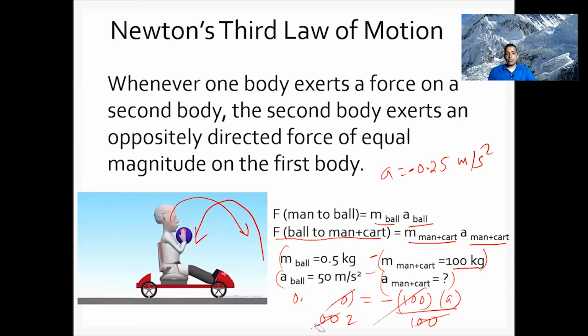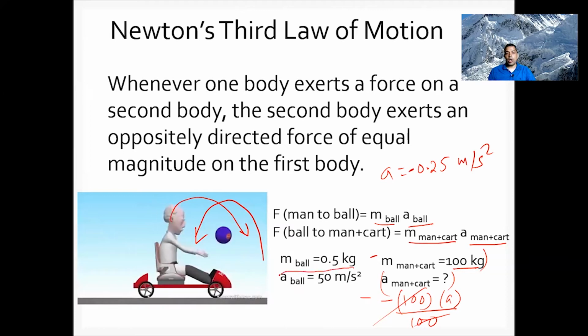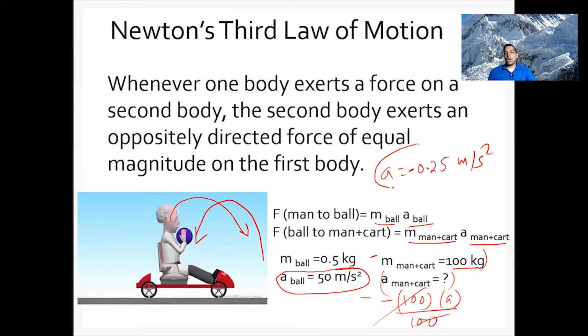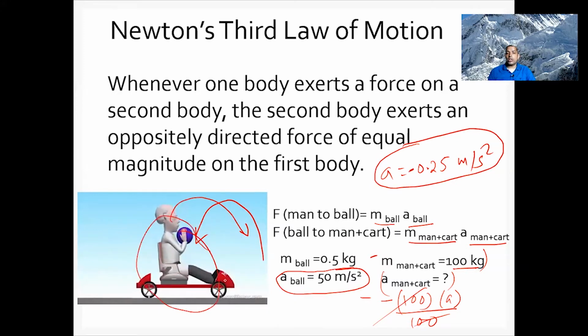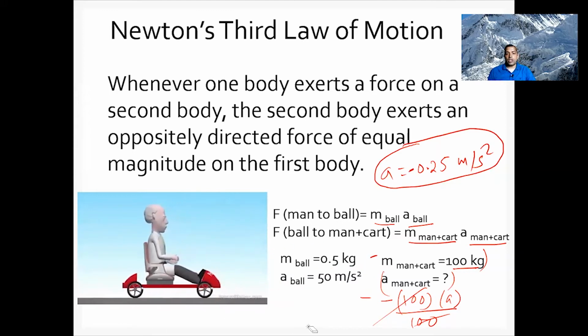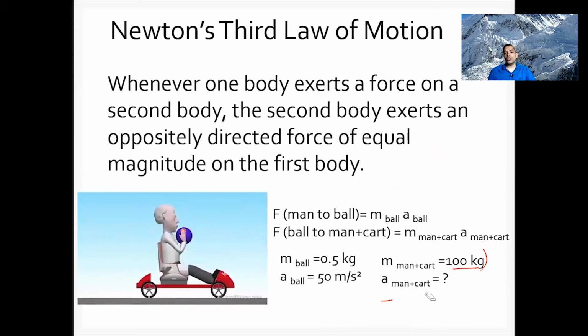So what is the acceleration of the ball? 50. Acceleration of the ball is 50 meter per second square. Acceleration of the man plus cart is negative 0.25 meter per second square. That's why this guy moves very slowly in the backward direction, but the ball seems to be moving faster, right? Okay, this is Newton's third law of motion.